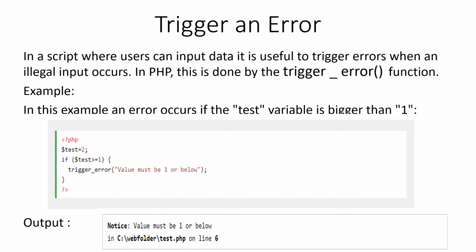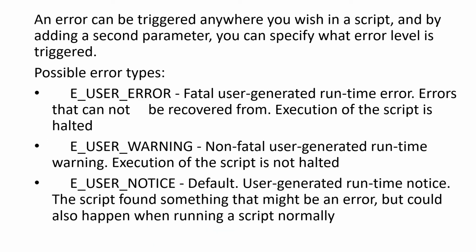Here we declare $test = 2; if $test is greater than or equal to 1, then trigger_error("Value must be 1 or below"); and the output is: value must be 1 or below. An error can be triggered anywhere you wish in a script, and by adding a second parameter you can specify what error level is triggered.